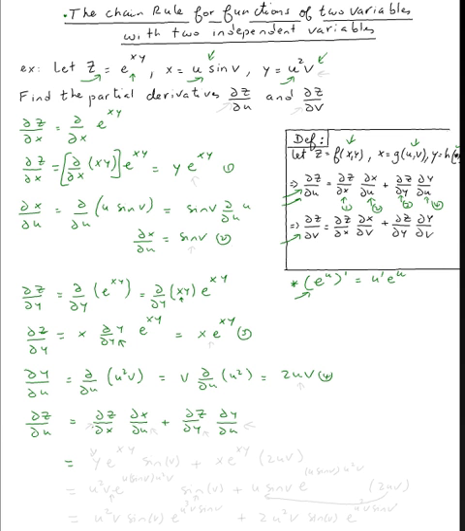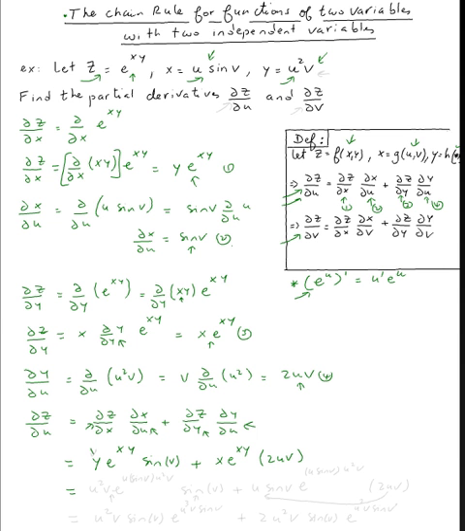Now this is going to be equal, this I already found, that's 1, y e^(xy), times partial x, this is 2, which is right here, sine v, plus partial z with respect to y is 3, which is right here, x e^(xy), times partial y with respect to u is 4, it's right there, 2uv. Remember, this whole thing has to be a function of u and v.